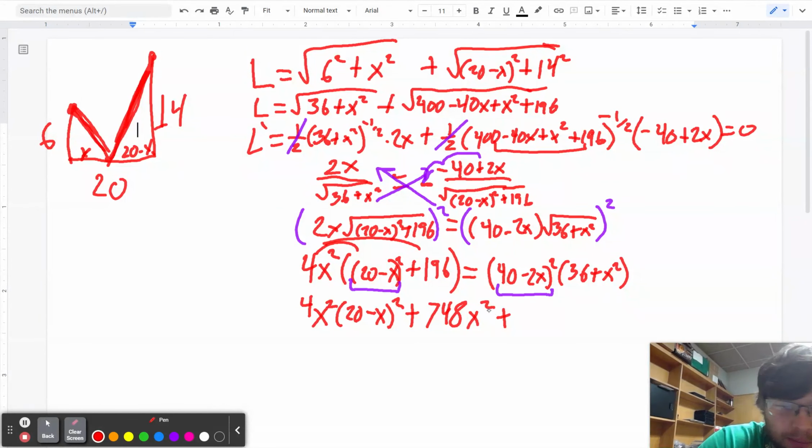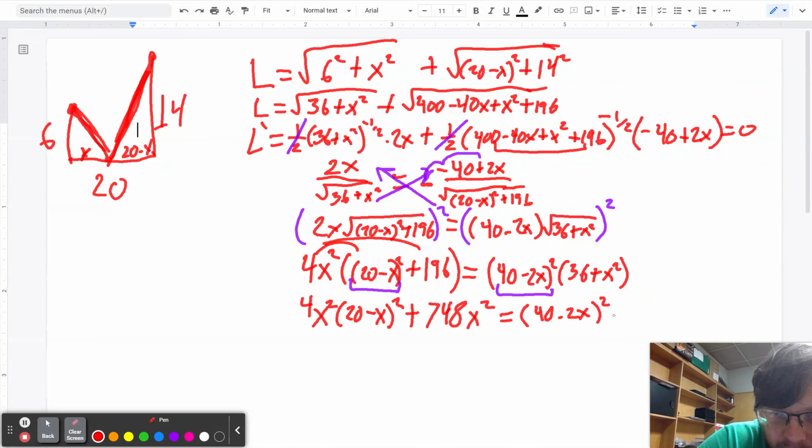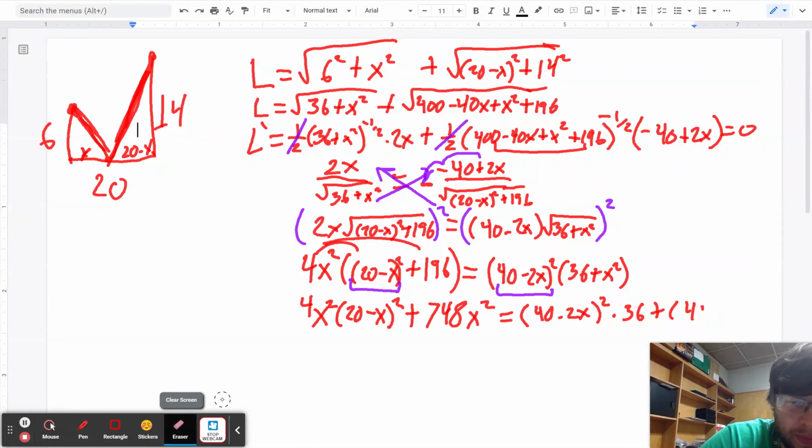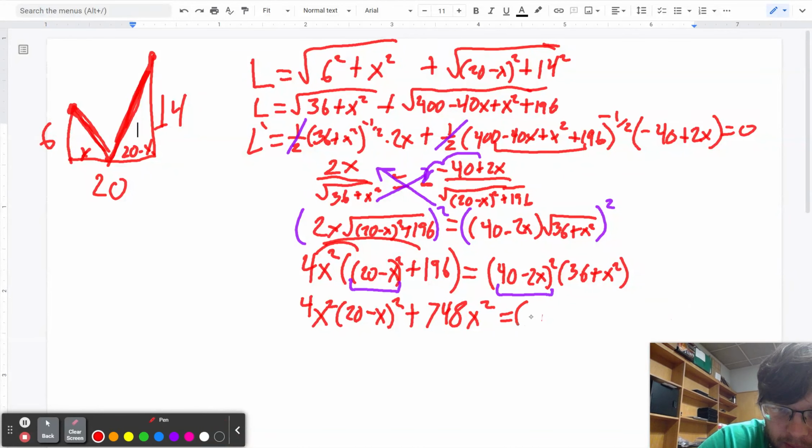And then not plus equals 40 minus 2x squared times 36 plus, actually I'm not going to distribute that out. What I'm going to do is something slightly different. 40 minus 2x is the same as 2 times 20 minus x.